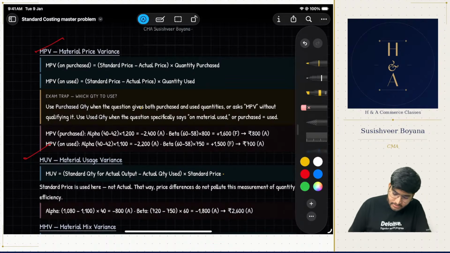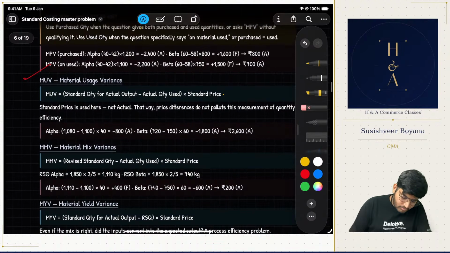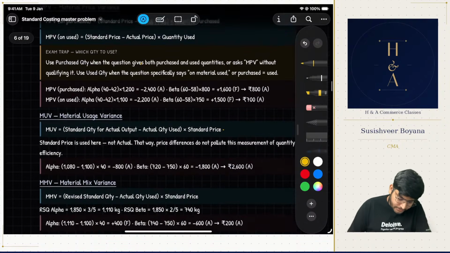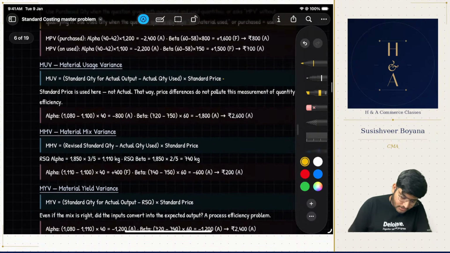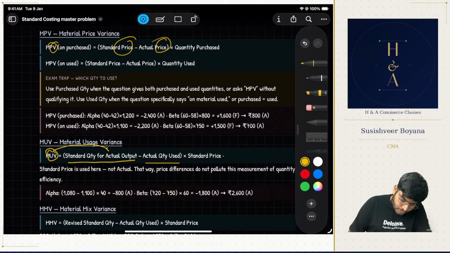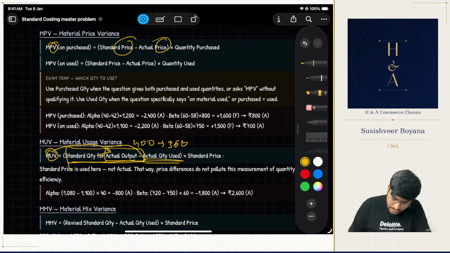Though the answer might be correct, the institute's preference is also something we should keep in mind. Okay, material usage variance: standard quantity for actual output minus actual quantity. Here, in price variance, we're talking about price, standard minus actual. In usage variance, we are talking about usage for actual output. We are not taking 400, we are actually taking 360, right? We already calculated the standard quantity for actual output, 360, minus actual quantity used.